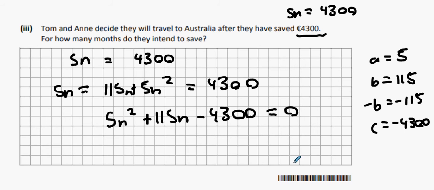You'll get two answers. You'll get n equals minus 43, and you'll get n equals 20. Which one has to be the correct answer? 20, because it can't be a negative number. Is that alright with you guys? That's both methods cleared up for you. Alright.